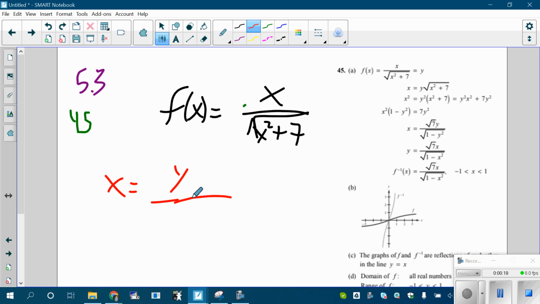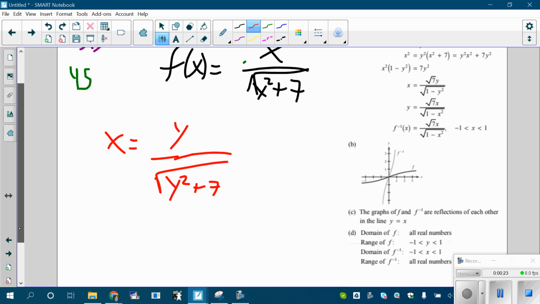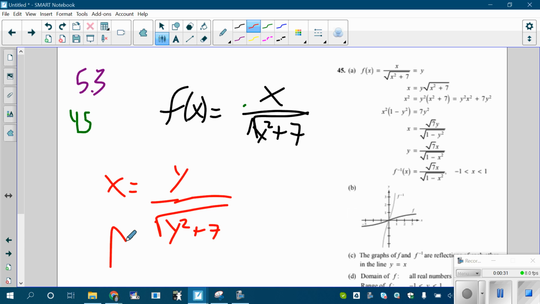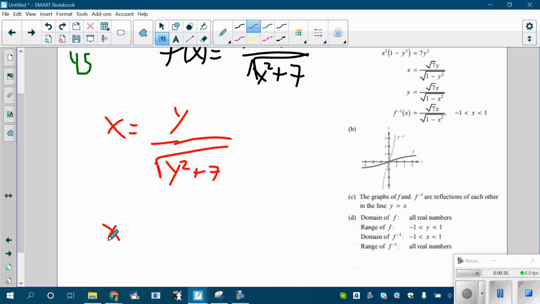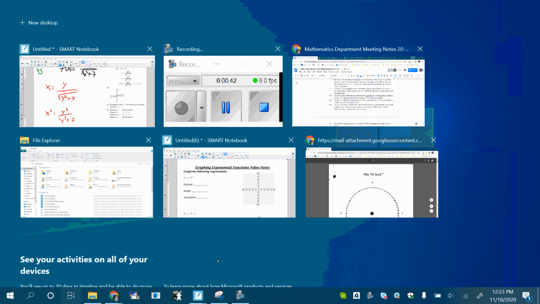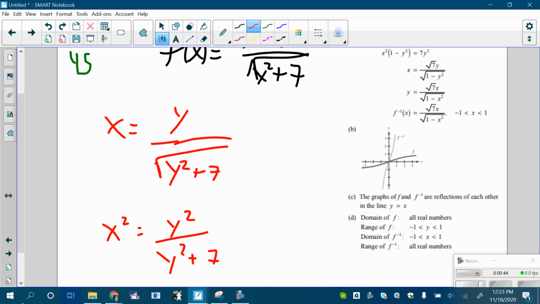Then you have to get the y by itself. Be a little careful with the algebra here to get the y by itself. You can do it a few different ways. I think I'm just going to square both sides. Get rid of that square root. I'm going to cross multiply.